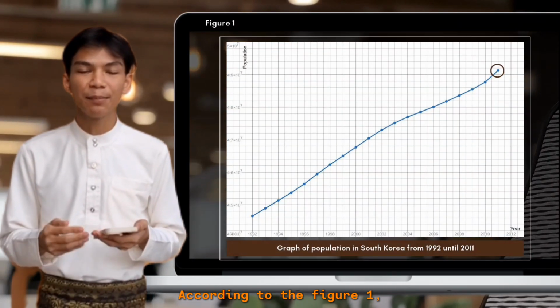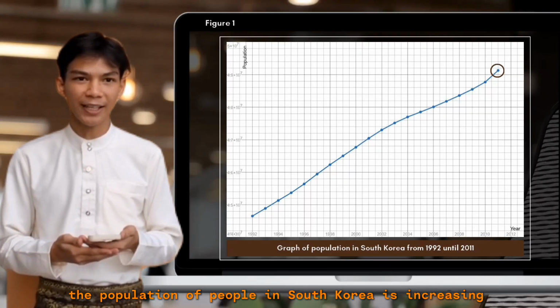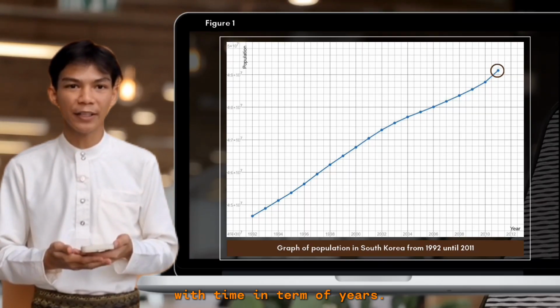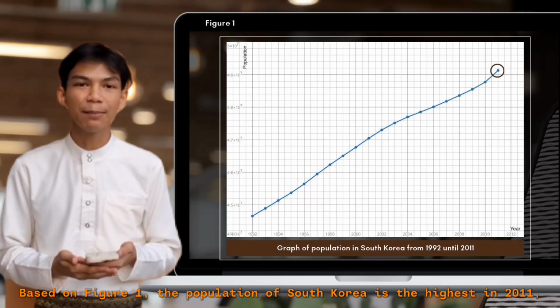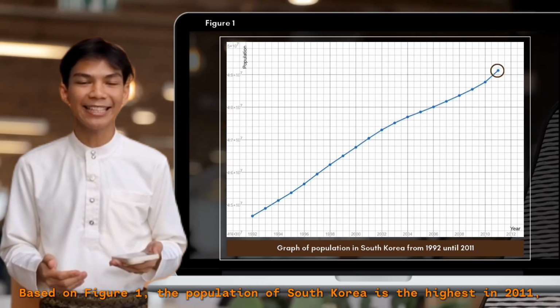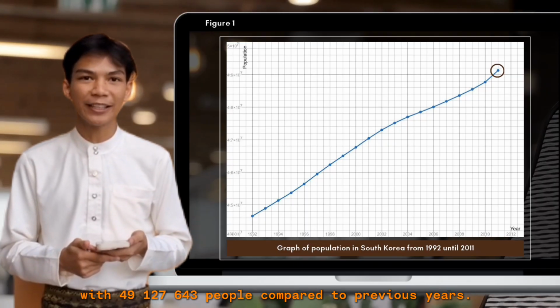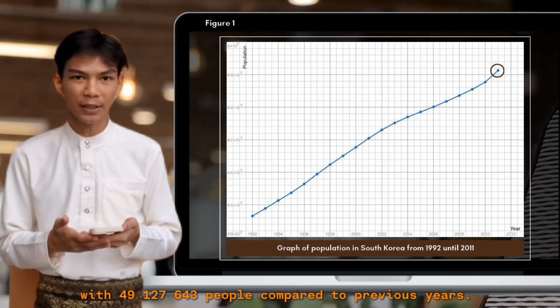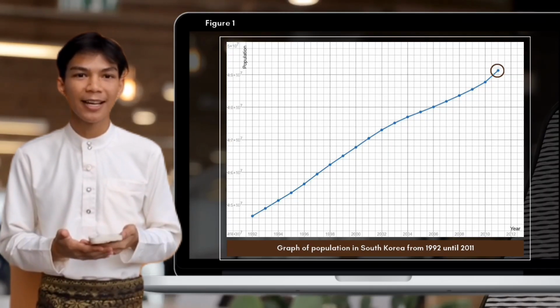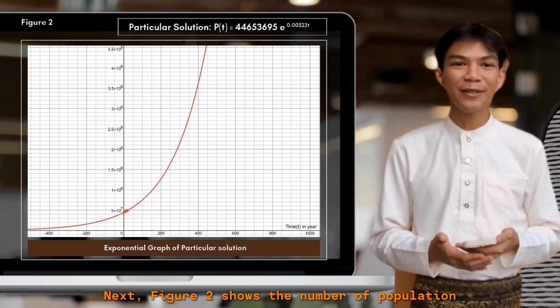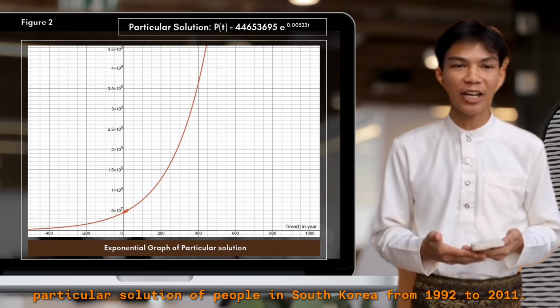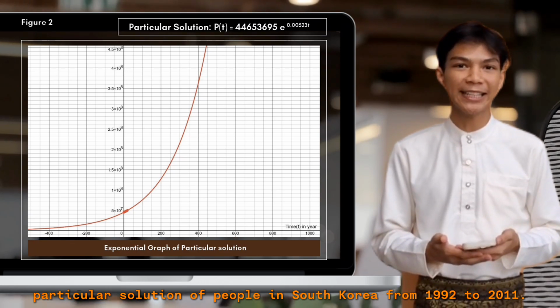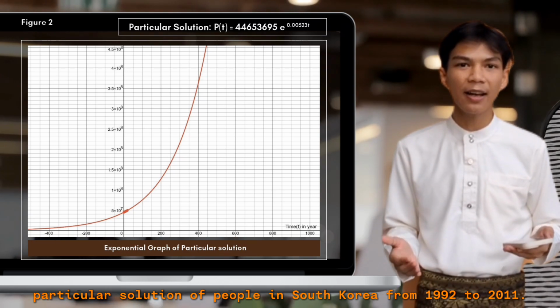According to figure 1, the population of people in South Korea is increasing with time in terms of years. Based on figure 1, the population of South Korea is the highest in 2011 with 49,127,403 people compared to previous years. Next, figure 2 shows the number of population particular solution of people in South Korea from 1992 to 2011.